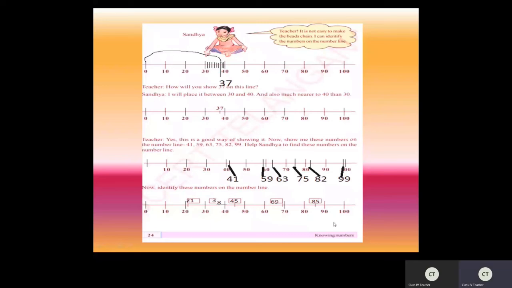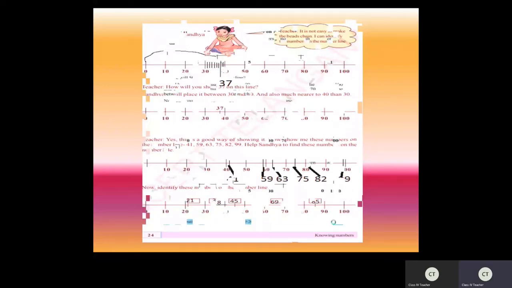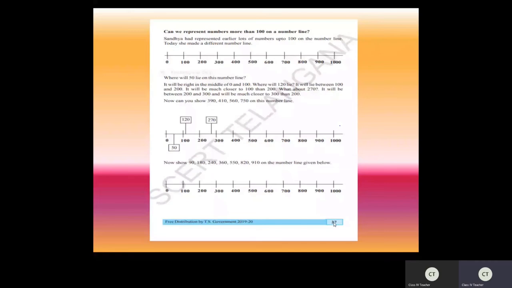The next one, page number 27. Can you represent numbers more than 100 on a number line? That means you have to have the distance between them. When you represent it on a number line, there should be equal distance between the hundreds. So 0 to 10, 10 to 20, 20 to 30, 30 to 40, like that. Ten lines you will place in between 0 and 100.